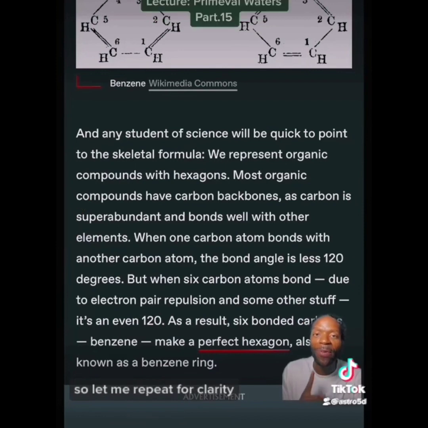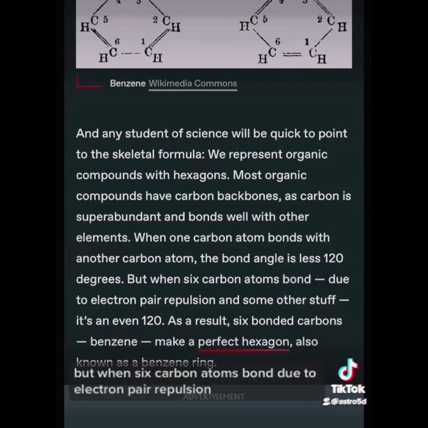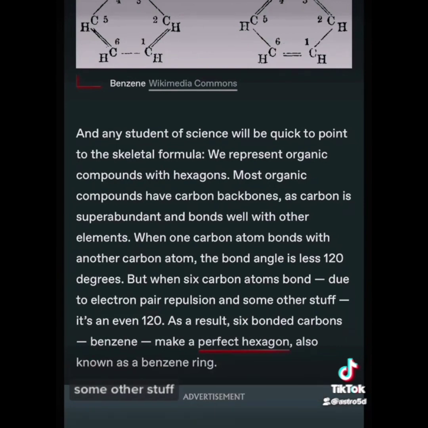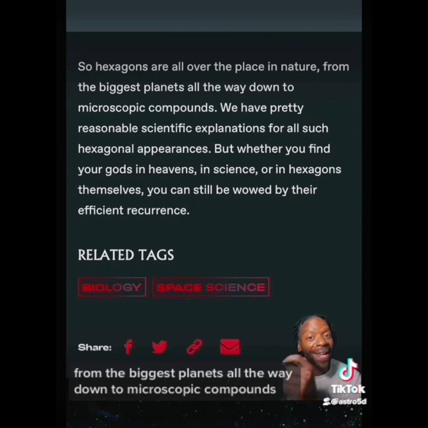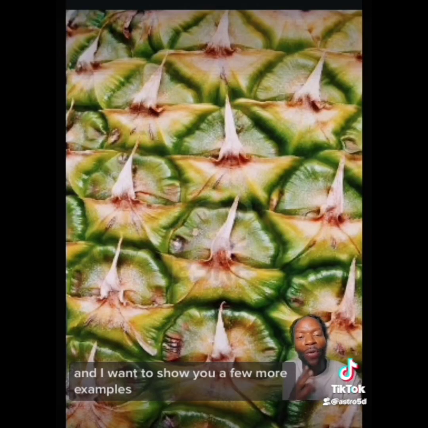So let me repeat for clarity. When 6 carbon atoms bond, due to electron pair repulsion and some other stuff, it's an even 120 degrees. As a result, 6 bonded carbons, benzene, make a perfect hexagon. As above, so below. So hexagons are all over the place in nature, from the biggest planets all the way down to microscopic compounds. And I wanted to show you a few more examples.